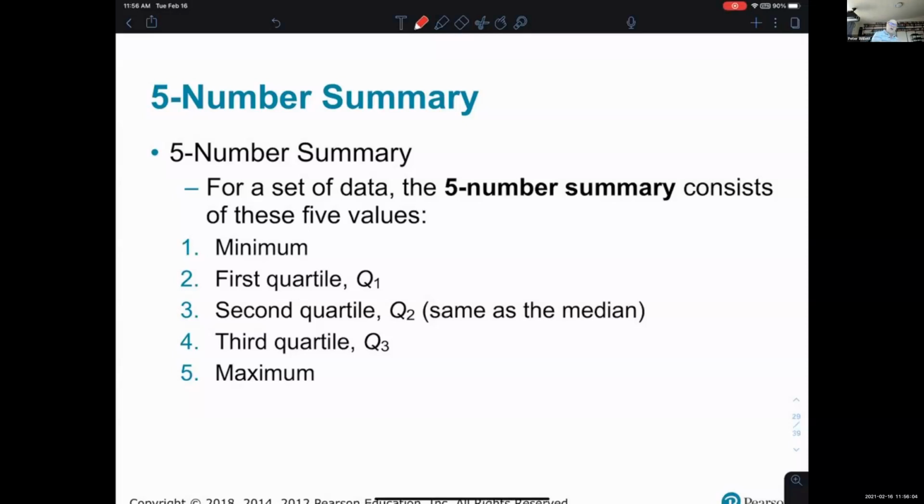Where does the data start? How far do you need to go up for the first quarter of the data? How far to get to the median? How far to get to the 3/4 point? And then where's the max? That's the 5-number summary. Questions, comments, discussions about the 5-number summary?